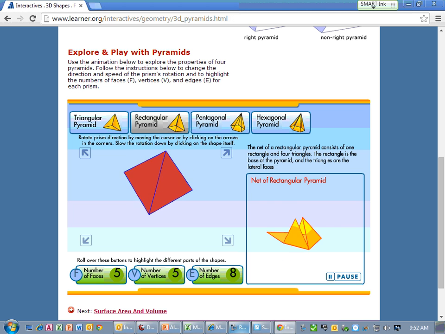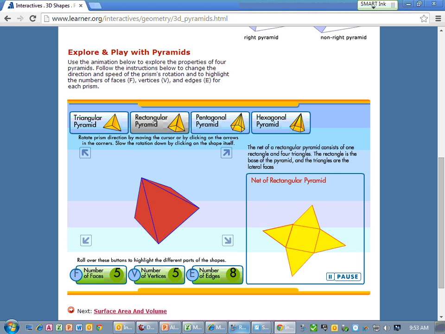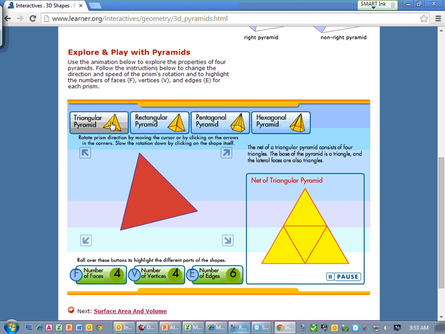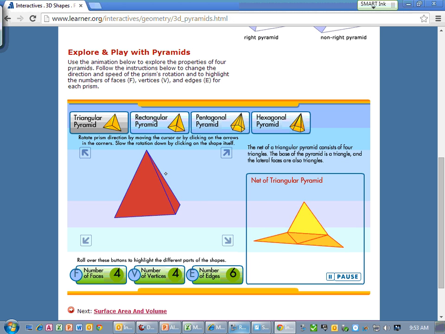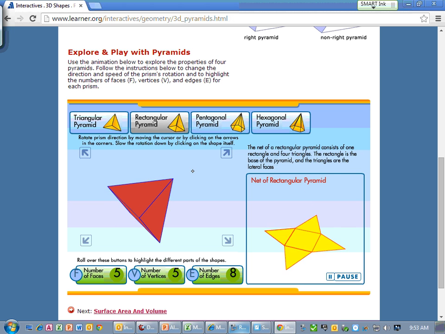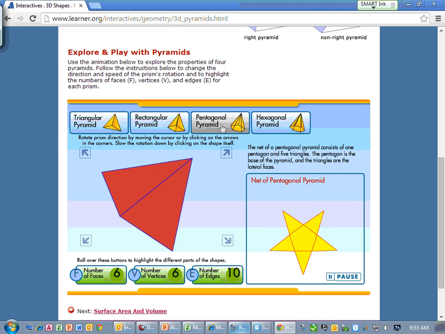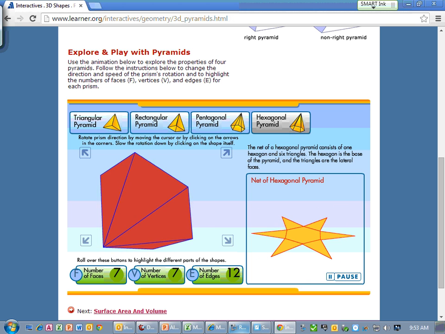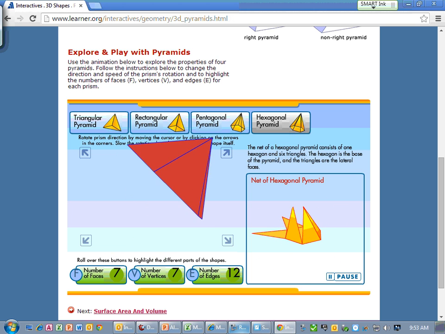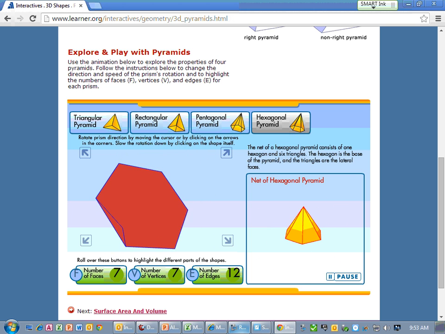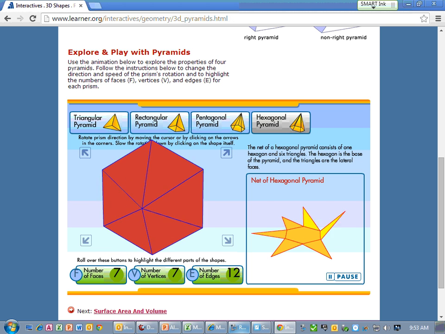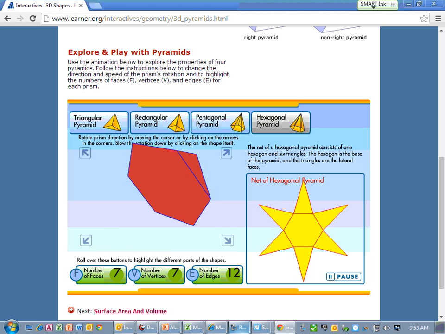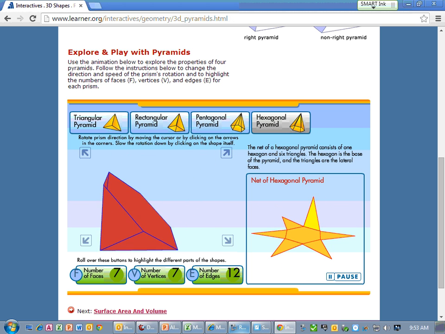So today we're going to talk about the parts of the different pyramids. Now, I've got some examples up here. We've got triangular pyramids. So it doesn't just have to be a bottom that's a square. It could be triangular, rectangular, pentagonal, hexagonal, octagonal, or dodecagonal. Right? We name pyramids the same way we name prisms. The name of the base tells us the name of the pyramid.